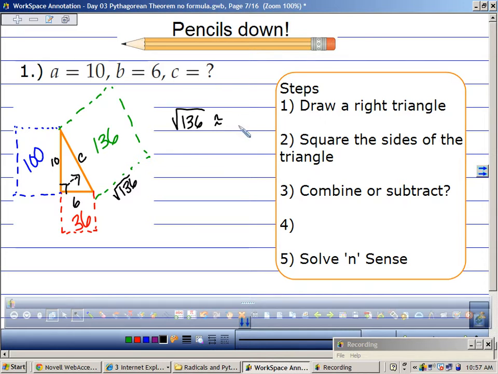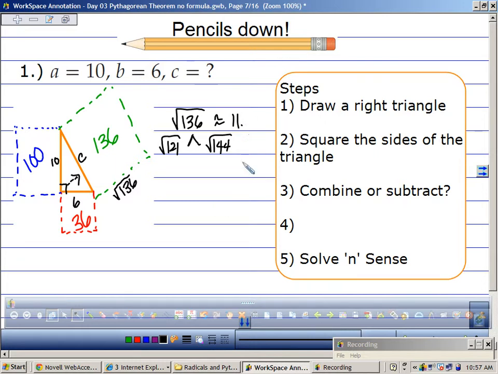It's somewhere between 11 and 12. How do we know? Because 11 times 11 is 121, and 12 times 12 is 144. This is somewhere in between the two. So what are you guys going to guess?